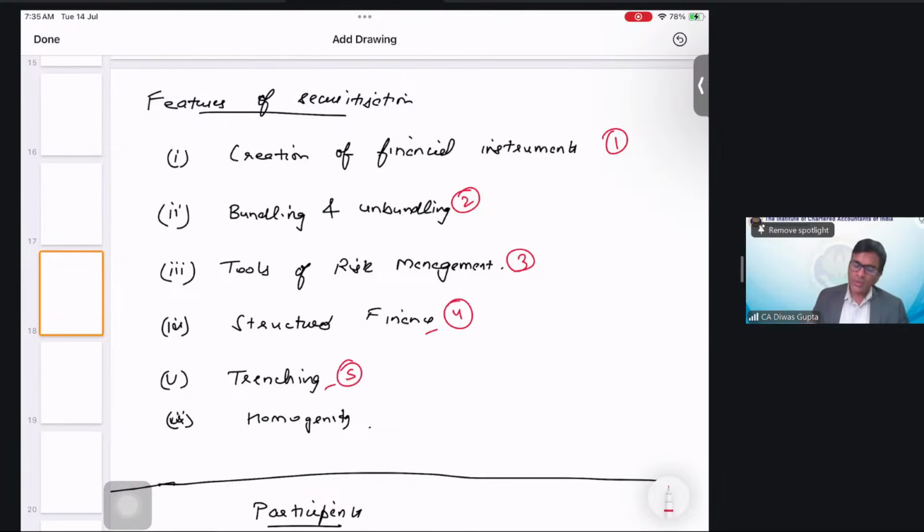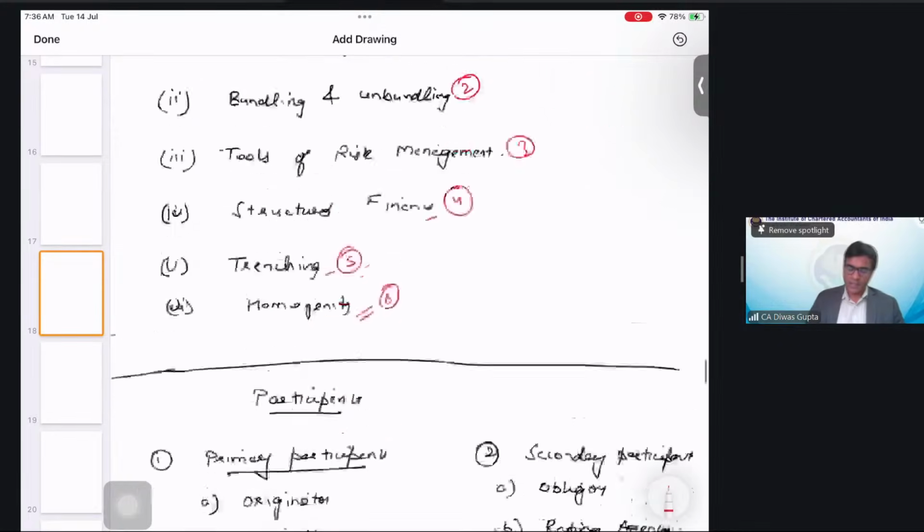Tranching we will go through. Tranching means to create different classes of investments of the securities. Like in a company, you have debentures, you have preference shares, and you have equity shares, right? So that is called tranching. That means you are putting different classes of the risk of the assets together. And homogeneity means that the process is actually leading to a homogeneous issue of the securities.